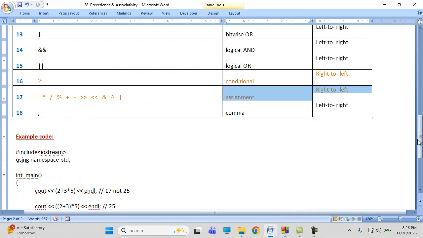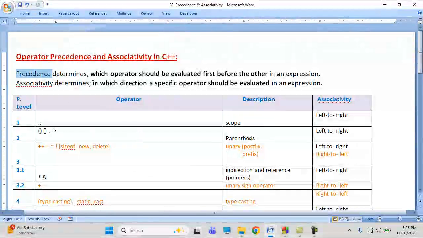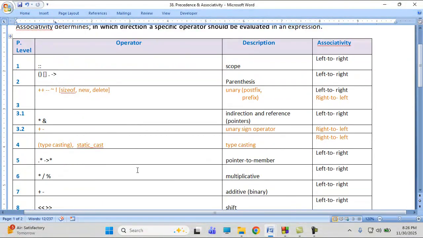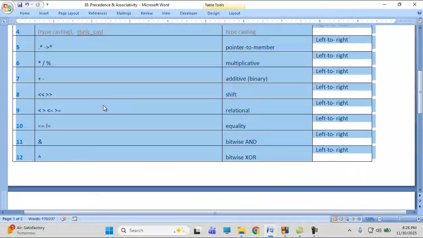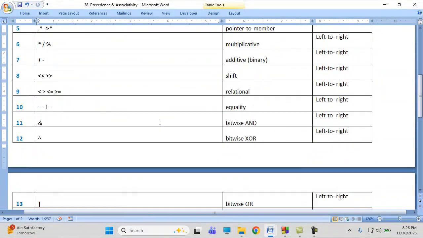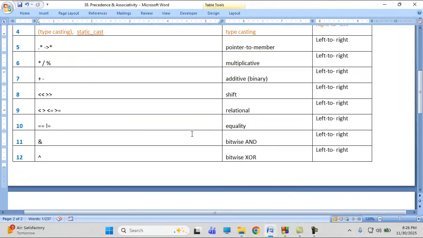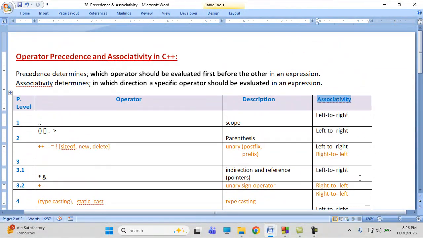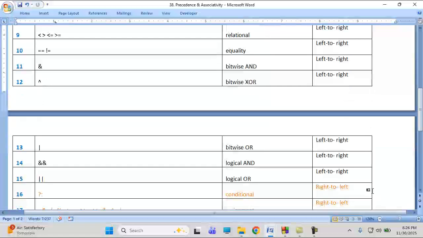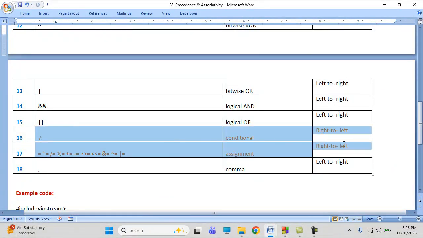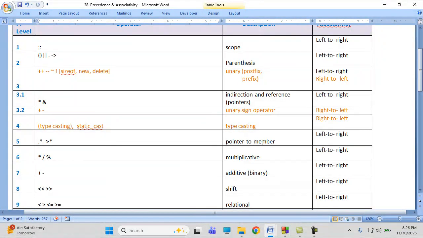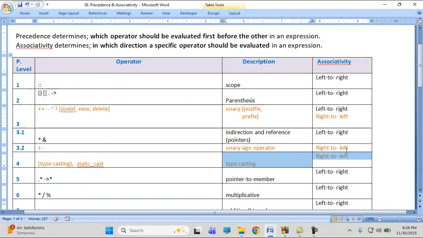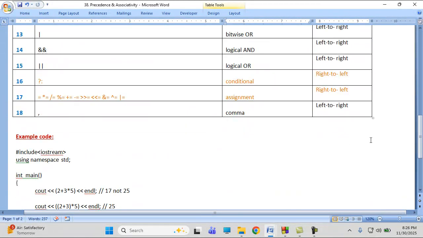So that is about precedence and associativity. Precedence determines which operator should be evaluated first before the other while evaluating an expression. So here is the precedence level, guys. Highest precedence is given to scope resolution and the lowest precedence is given to the comma operator. And then here we have associativity, which indicates in which direction a specific operator should be evaluated. If you carefully observe here, the conditional operator and assignment operators have right to left associativity, and unary plus, unary minus, typecasting also have right to left associativity. Other operators have left to right associativity.